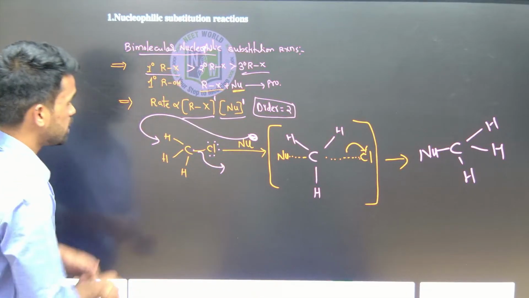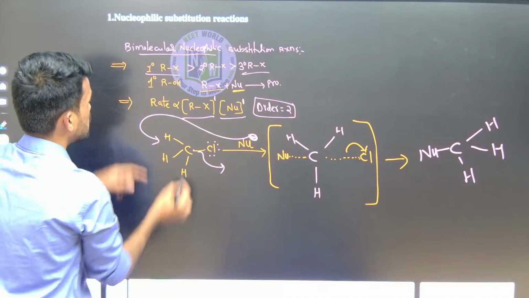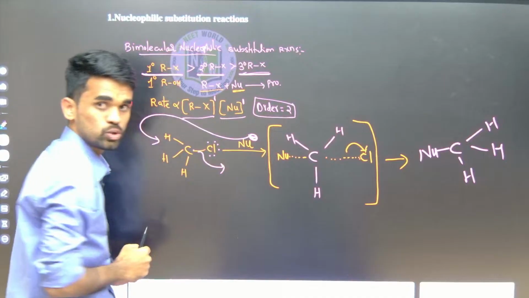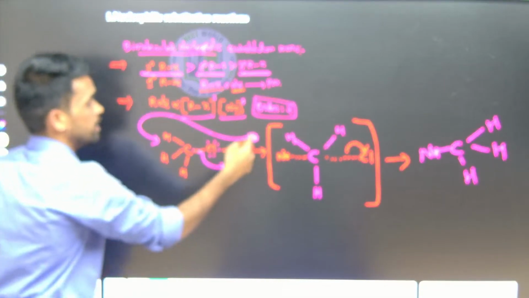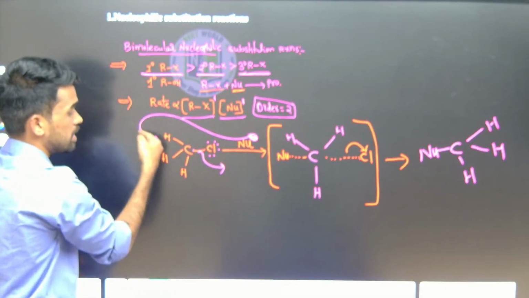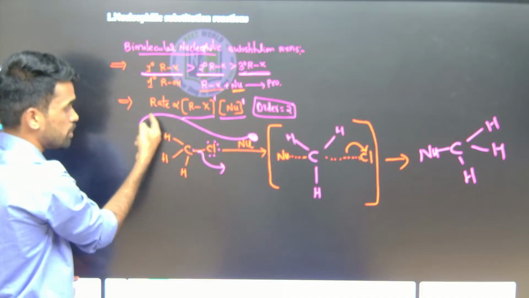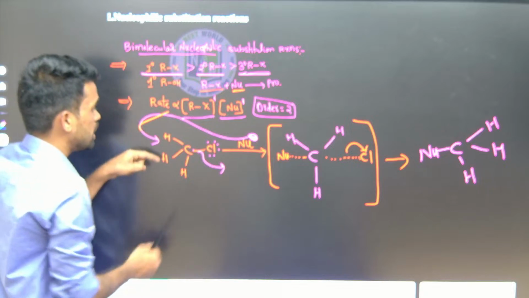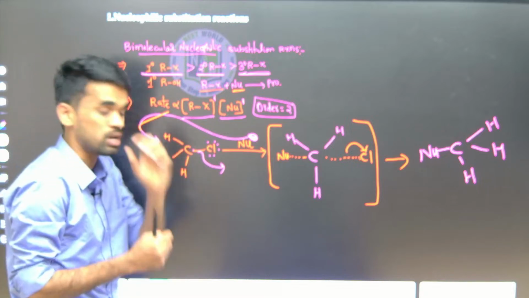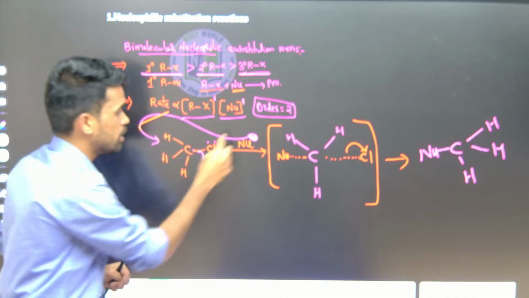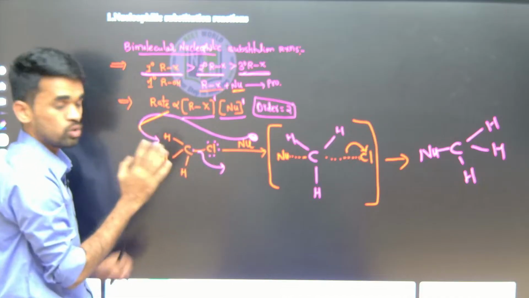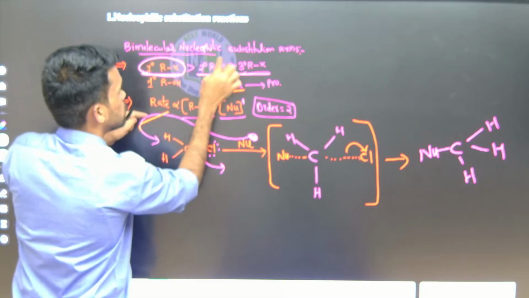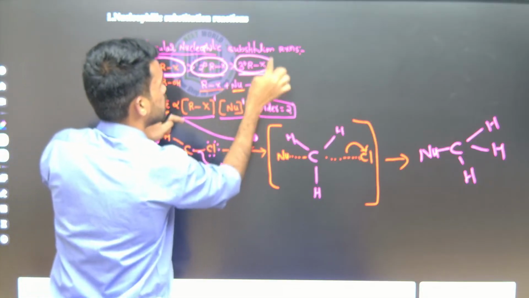Listen to me. I told you the reactivity order is primary halide more, then secondary, and least is tertiary. Why did I tell you this? Here the nucleophile is entering during the reaction. The entry of the nucleophile is very easy if the attached groups are very small. If these attached groups are small, the nucleophile will enter smoothly and easily. Due to that reason, primary is more reactive than secondary, which is more reactive than tertiary.